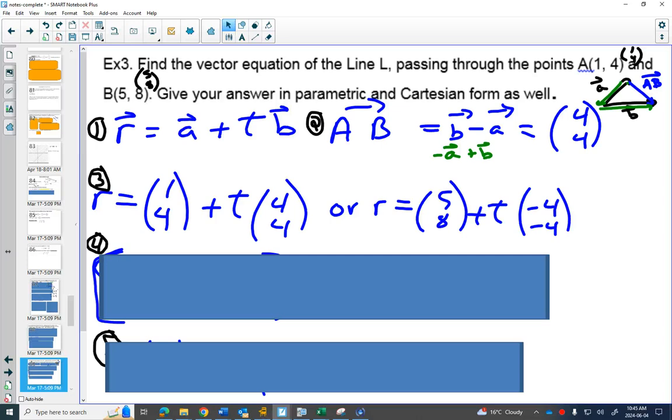And so now we have any point plus t times a direction vector. And this direction vector, the (4, 4), could be (1, 1), could be (2, 2). I could have chosen the other point. Here, I made it (-4, -4).